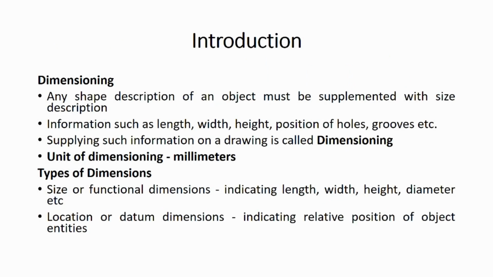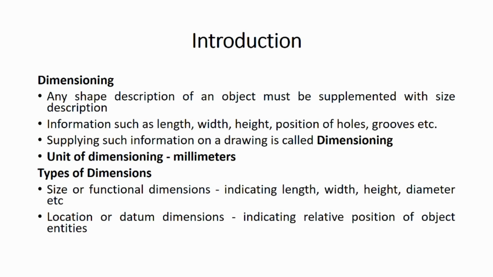In engineering drawing, any shape description must be complemented with appropriate size description. This deals with information regarding the specifications of the engineered product. This may include length, width, height, position of holes, grooves, etc. Adding such information on a drawing is called dimensioning.